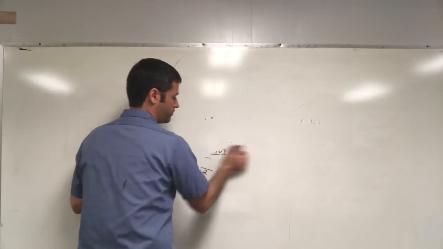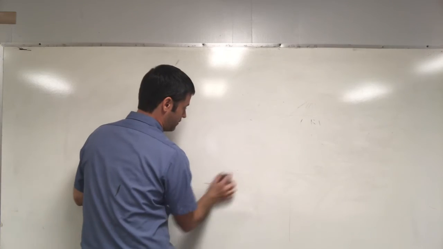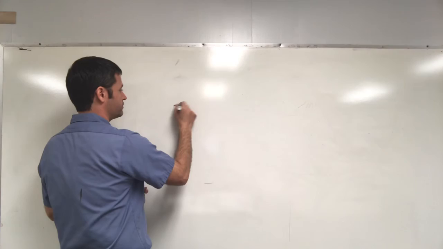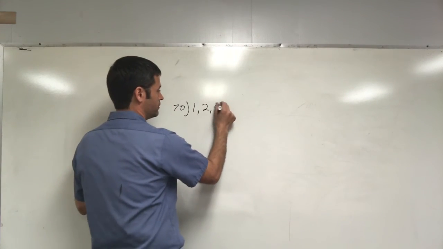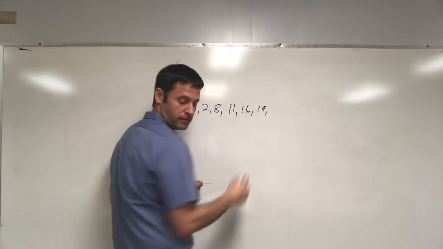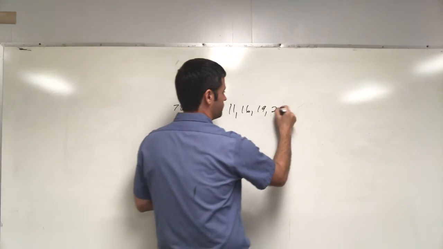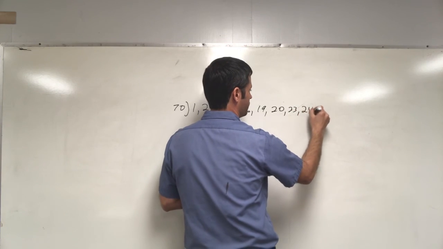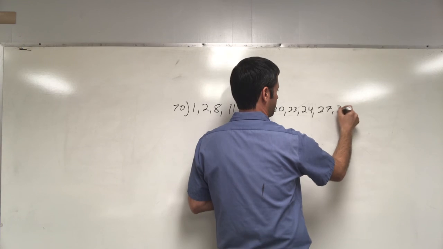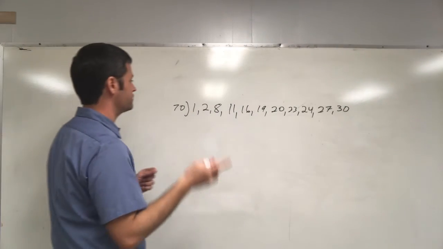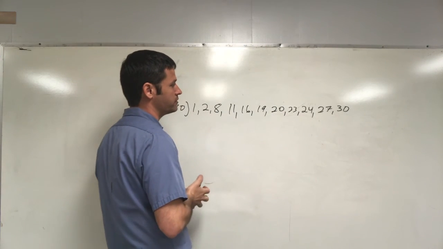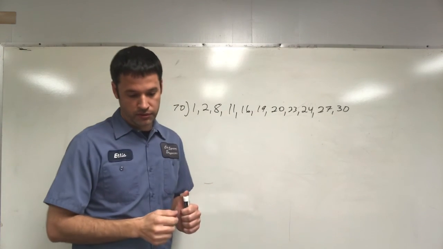I'm going to give you the homework for lesson 70, and then you can go to work. For lesson 70, the homework is 1, 2, 8, 11, 16, 19, 20, 23, 24, 27, and 30. And that is it.